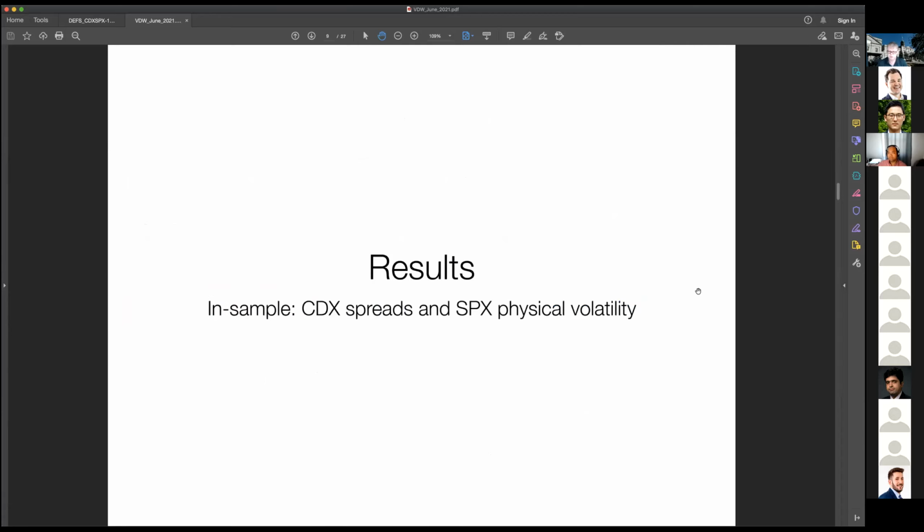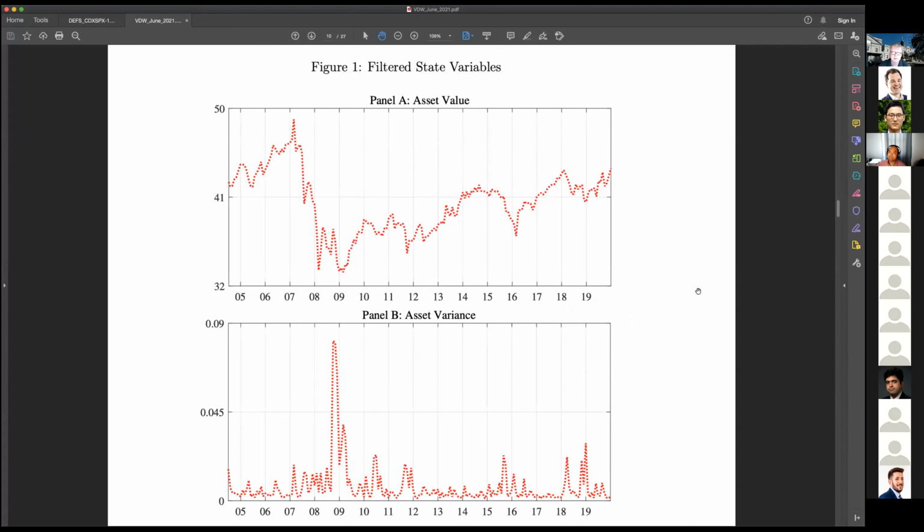And then what I want to show you is just to get a sense of how well the model does in the basics, right? So we're asking the model to extract information from CDX spreads and from the physical volatility of the SPX. How well does it do? And the answer is it's pretty good. So first of all, the filtered state variables. So we pull out this aggregate asset value. Don't worry about the levels here. Sorry, the scale. Think that what we really need in our model is the ratio of asset value to boundary. So it's not really informative to have the dollars. The bottom state is the common asset variance, which is the second state variable.